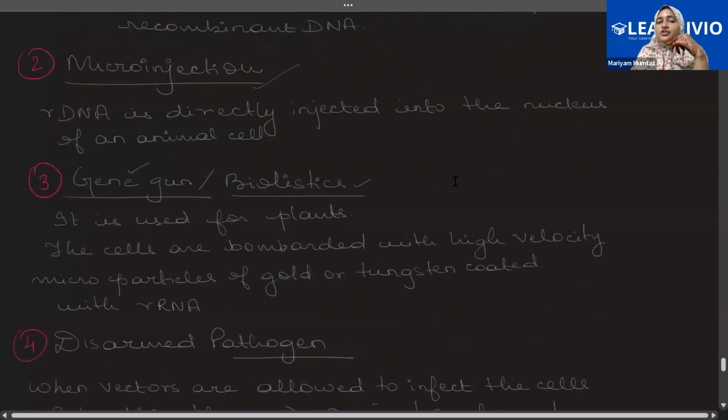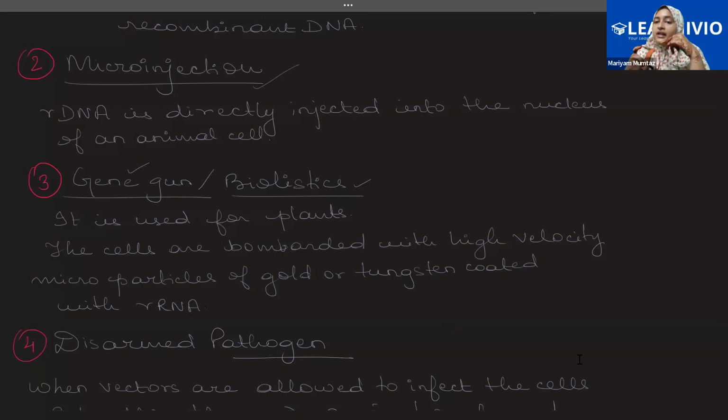After that comes microinjection. So this is used in the case of animal cell, wherein with the help of injection, the recombinant DNA is directly injected into the nucleus part, because we know nucleus is the main control house of the cell. So the recombinant DNA is directly injected with the help of a syringe. It is injected into the nucleus of an animal cell. So microinjection is used for animal cells.